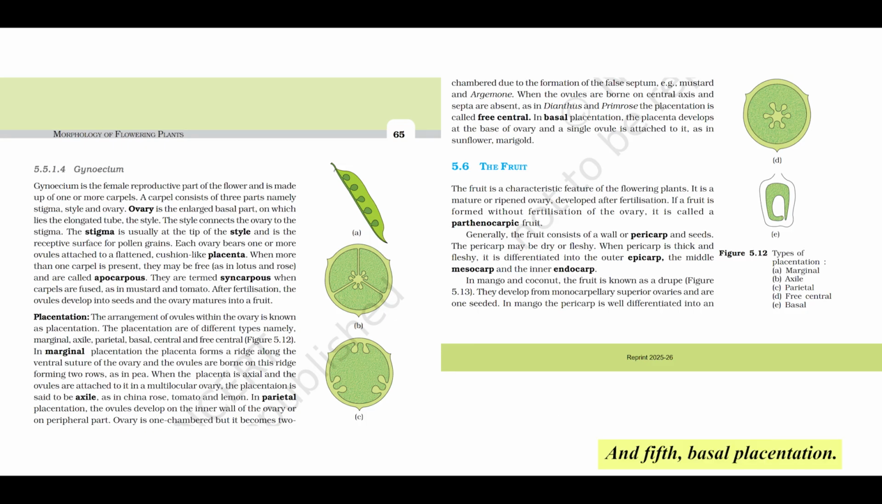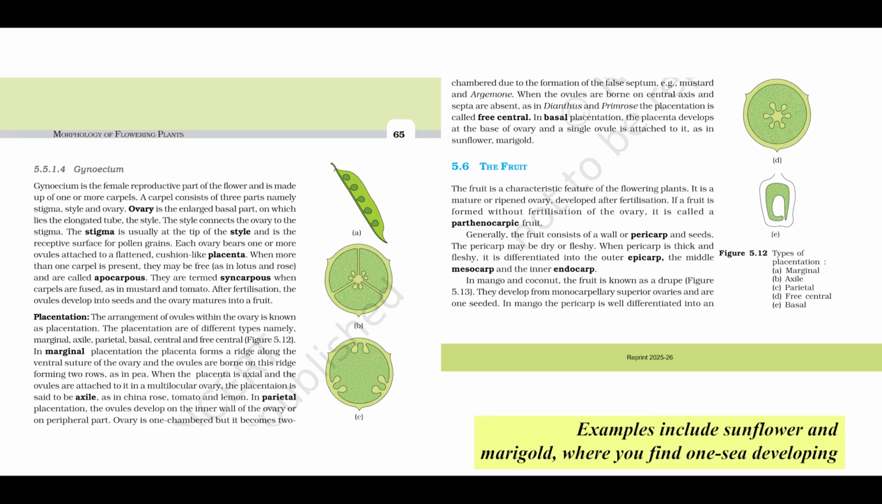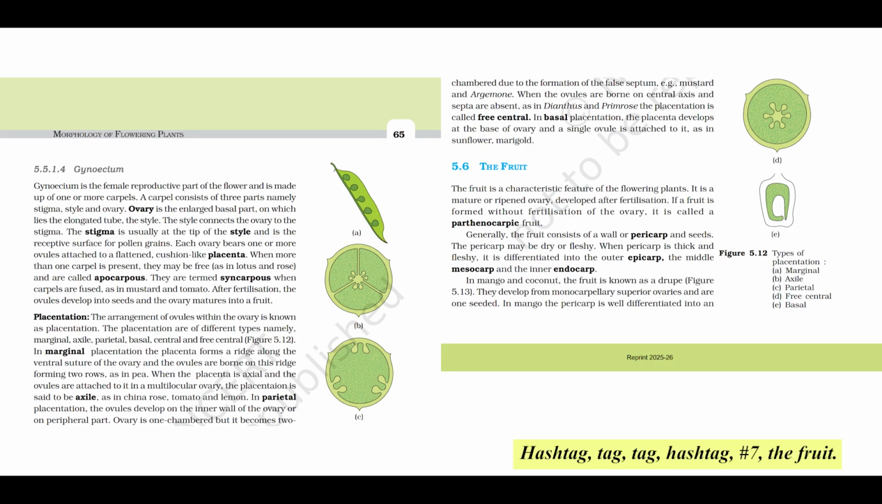Exactly. And fifth, basal placentation, Figure 5.12e. This is perhaps the simplest type. The placenta develops right at the base of the ovary, and typically a single ovule is attached to it. Examples include sunflower and marigold, where you find one seed developing at the base of each individual flower, florets, at the head. Marginal, axial, parietal, free central, basal. Understanding these varied placentation types is absolutely essential for distinguishing plant families and is a very common area for exam questions. It truly shows the incredible diversity in nature's internal design.